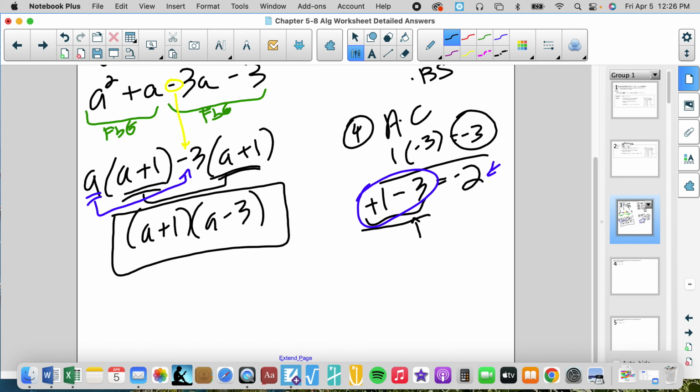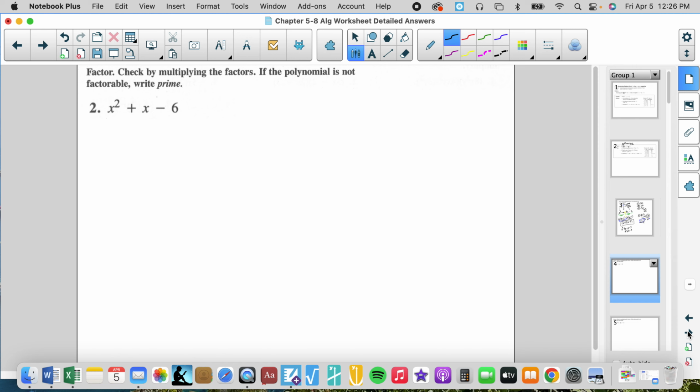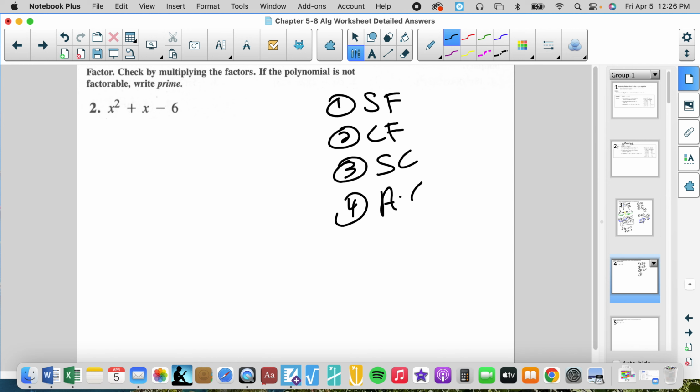And we can check that by multiplying it out. A squared minus 3a plus a minus 3 gives us a squared minus 2a minus 3, which is our starting problem. So it says check by multiplying the factors. Always check. It's easy. So is it in standard form? Yes. Common factor? No. Special case? No. A times c. A is 1, c is -6.